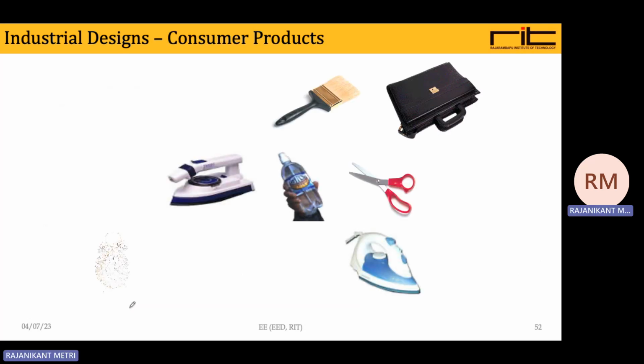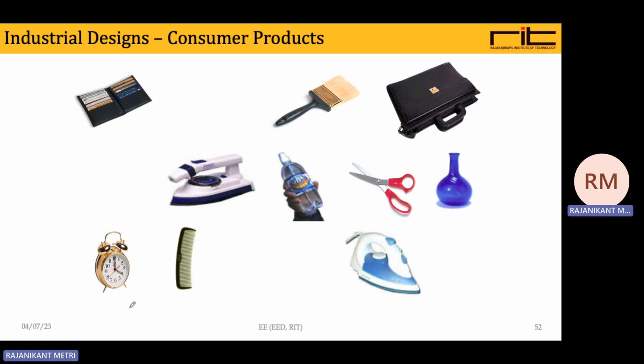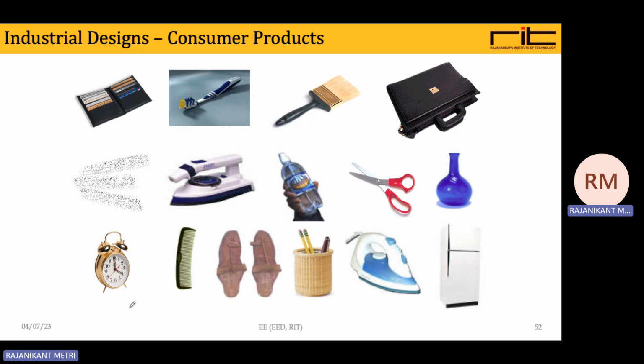You can see some of the industrial designs which fall under consumer products like iron, bottle, bag, brush, toothbrush, wallet, pen, watch, even chappals, pen holder, fridge design, then flower pot, and many more things which fall under consumer products, and we see different designs daily.